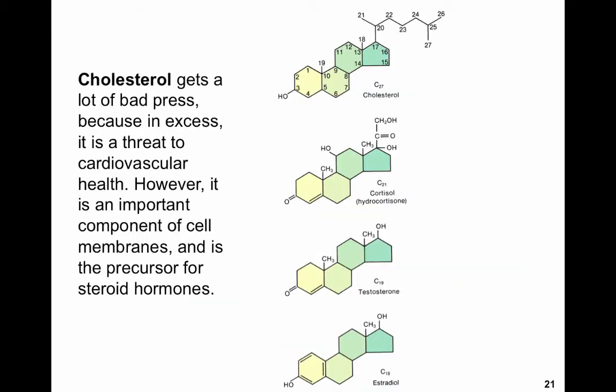The last category of fats to talk about, and we'll just do this very briefly, is cholesterol. It says on the slide there that cholesterol gets a lot of bad press. It does. But in fact, we make cholesterol in our body. It is an essential nutrient, it is an essential molecule, because cholesterol is the starting point for making a whole slew of different steroid hormones. And three of those hormones are shown on this slide: cortisol, testosterone, and estradiol. There are others.